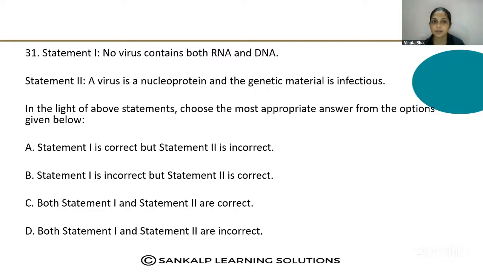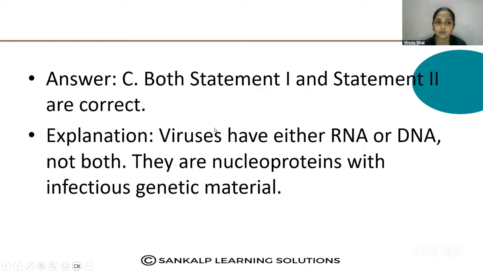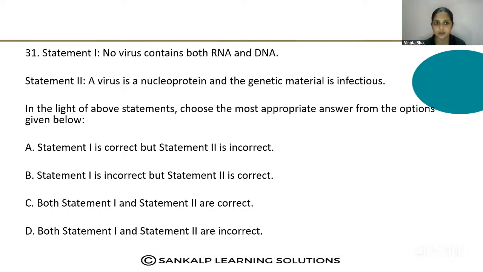Read this question. Statement 1: No virus contains both RNA and DNA. Statement 2: A virus is nucleoprotein and the genetic material is infectious. In the light of the above statements, choose the most appropriate answer. No virus contains both DNA and RNA, that is a correct statement. A virus is a nucleoprotein and the genetic material is infectious, that is also correct. So both statements 1 and 2 are correct. Option C is the correct answer.